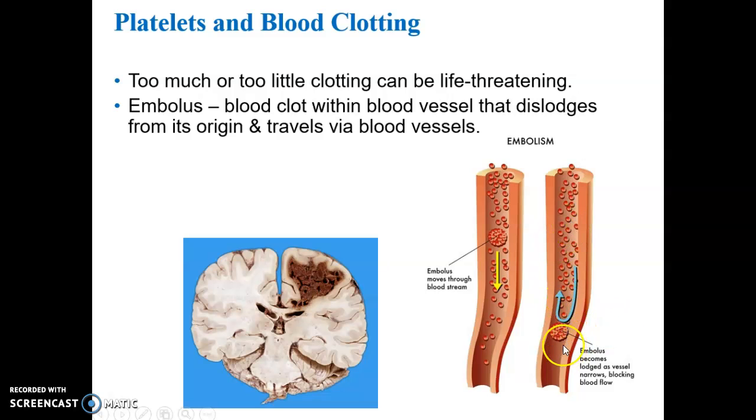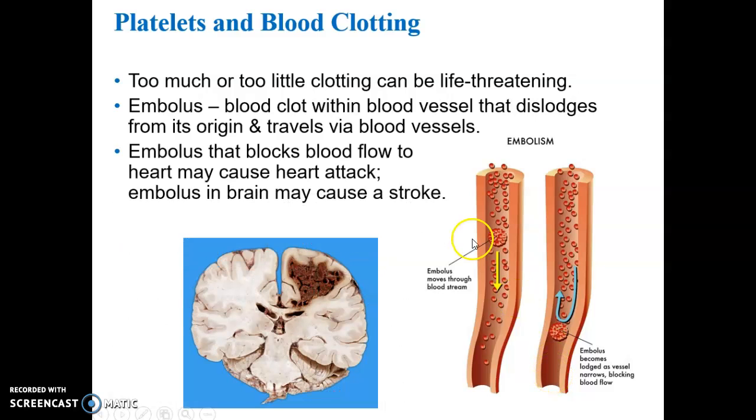And of course that's not good, because downstream, if you will, of the blockage, there's a lack of delivery of nutrients like oxygen to tissues. So an embolus can block blood flow to the heart and can lead to a heart attack. An embolus can block blood flow to the brain, leading to a stroke. This is a section of a human brain with damage due to a stroke.